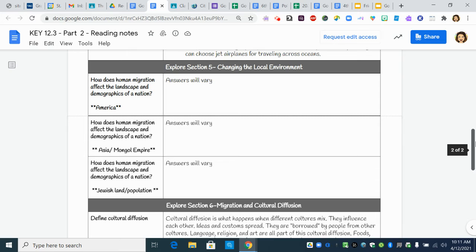So for Explore Section 5, how does human migration affect the landscape and demographics of a nation? Your answers will vary for Explore Section 5, but what you should include is what was highlighted. So in the United States, we saw colonists from Europe moving to America. They also took away land from Native Americans and sent them to reservations.